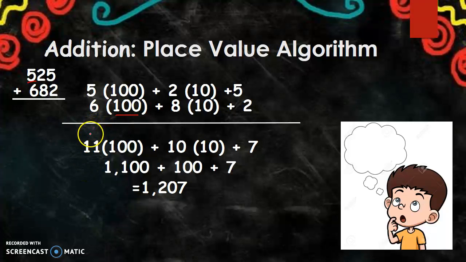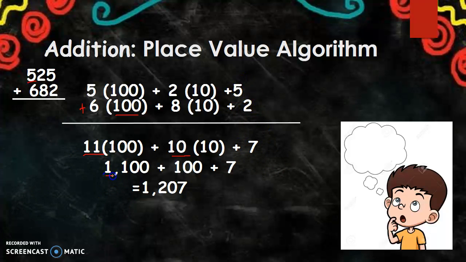So down here, what we did is we added the hundreds places together. So 5 plus 6 is 11. We'll bring down our 100 down here, multiply it times 11. And then 8 plus 2 is 10. And we will also bring down our 10 down here. And then 5 plus 2 is 7.